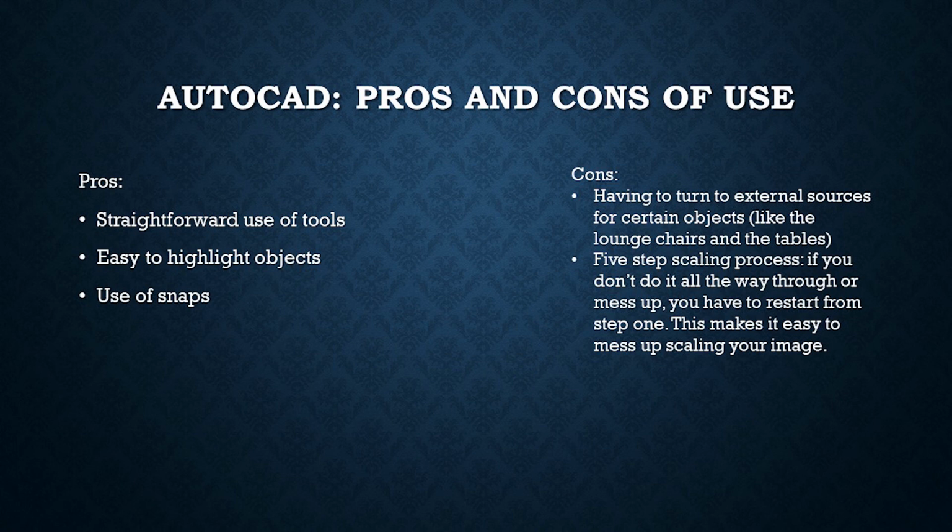Snaps and polar tracking make drawing much easier for someone with an untrained eye for right angles. The only difficult part of using AutoCAD is when you scale an object or image, because the 5-step process cannot be interrupted in order to be done correctly. If you mess up, you would have to start scaling from the beginning.